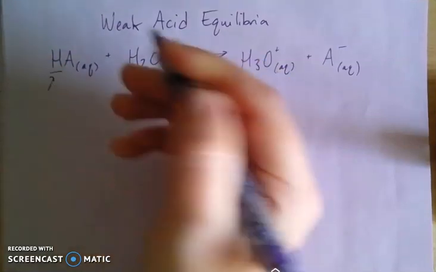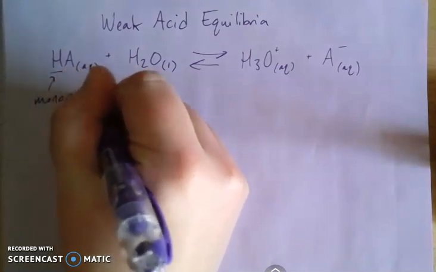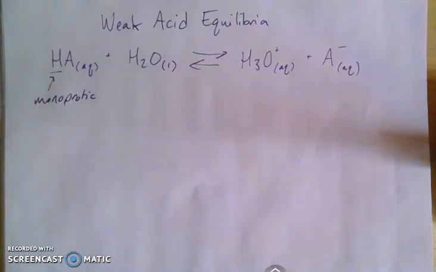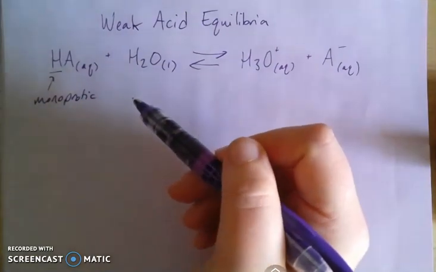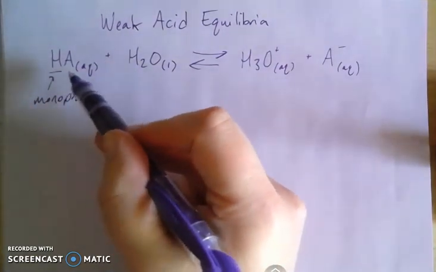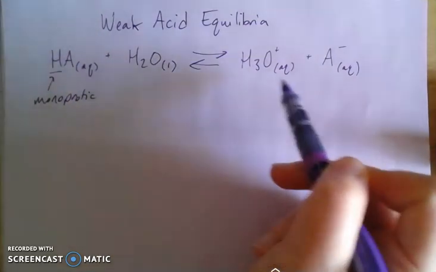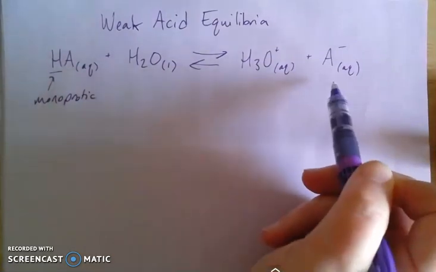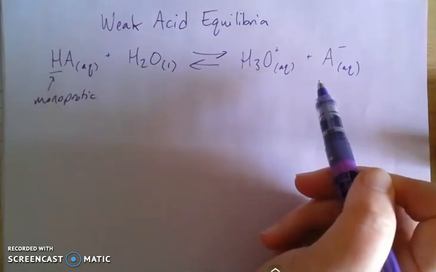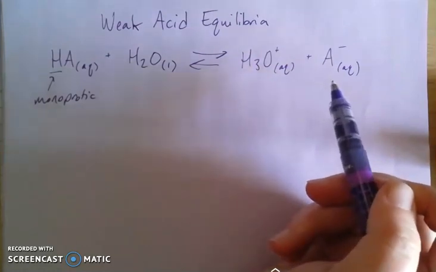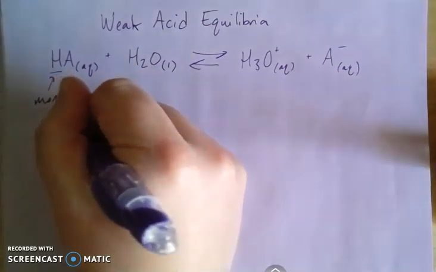So remember that monoprotic means that it has one proton to donate, right? So our Bronsted-Lowry definition is that an acid is a proton donor. So in this case, my HA is donating my hydrogen to my water, which forms hydronium. And then what's left over from my acid, or my conjugate base here, is just the anion, whatever that general anion would be.